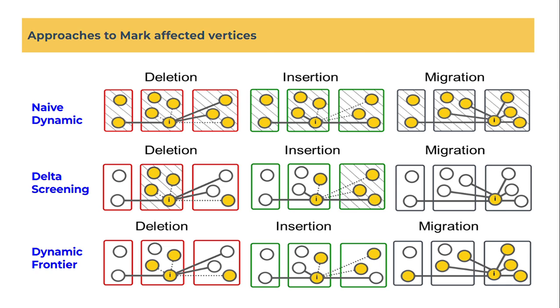To apply it on dynamic graphs, there are three possible approaches. Naive dynamic, where we simply take the previous community labels and apply the Leiden algorithm, or we select a subset of vertices to process and only perform the algorithm on this subset of vertices, that is delta screening, and dynamic frontier. That's slightly different.